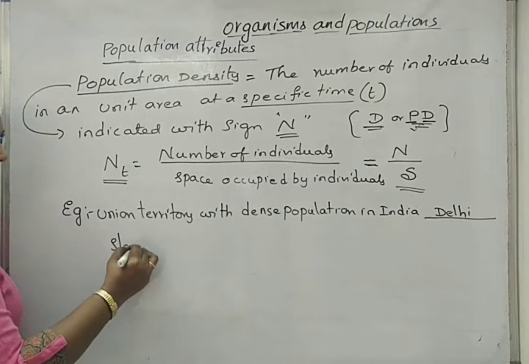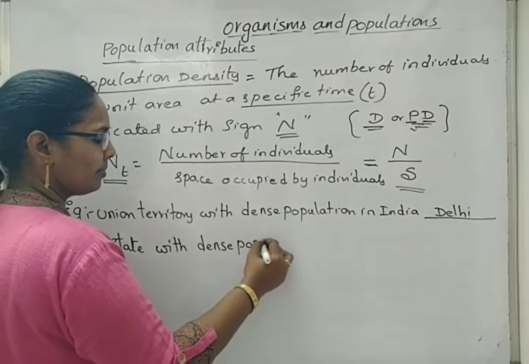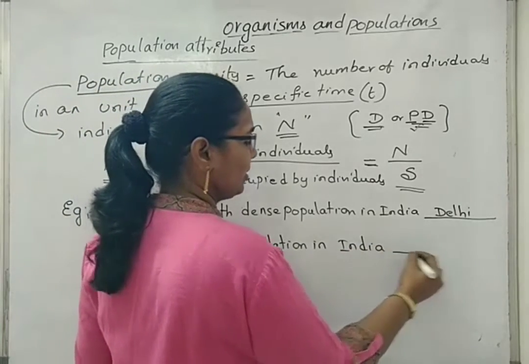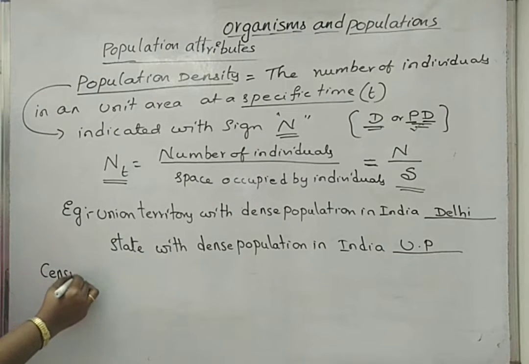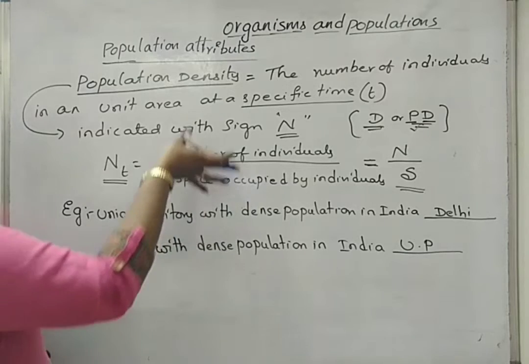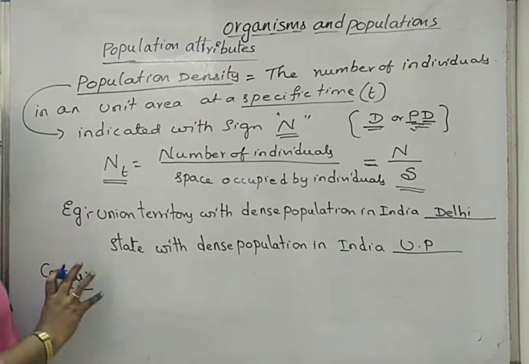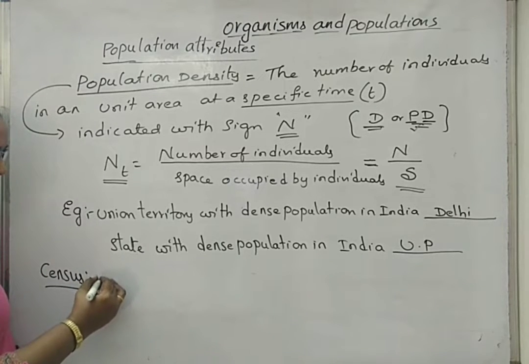Next, the state with dense population in India. It will be UP, Uttar Pradesh. We will see one term called census. The population density, the population attributes, the total number of organisms, all these are calculated and given, and during that process we use a term like census. What is meant by census? Census means the total alive population number that is listed in the first 4 months of the first year in a decade. That I am going to write here.